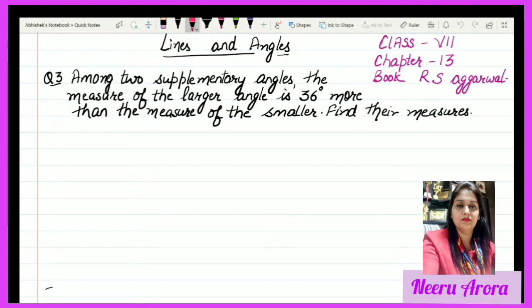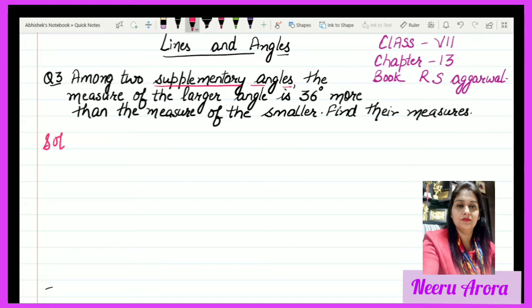Among two supplementary angles, the measure of the larger angle is 36 degrees more than the measure of the smaller. Find their measures. First, a very important thing: among two supplementary angles means the angles we want to find are supplementary angles. And what are supplementary angles? Two angles are called supplementary if the sum of their measures is 180 degrees.